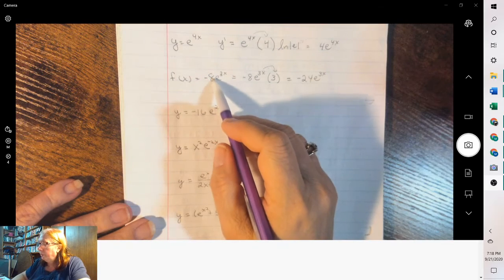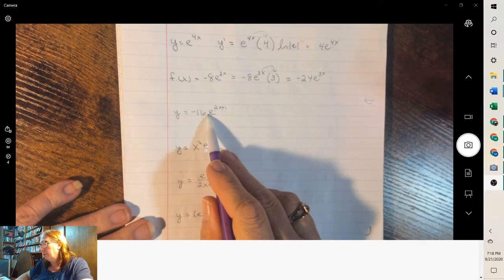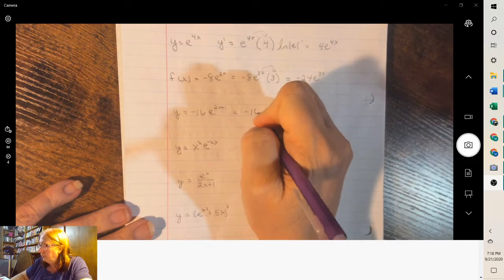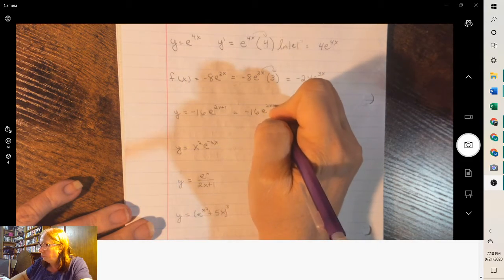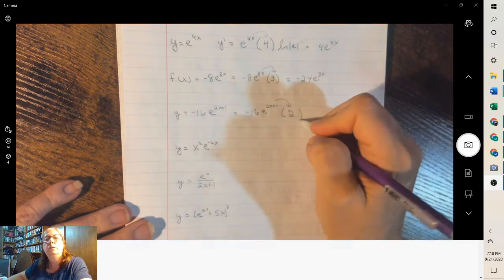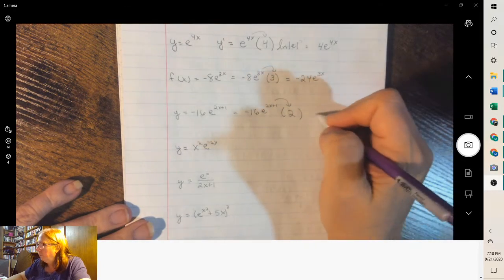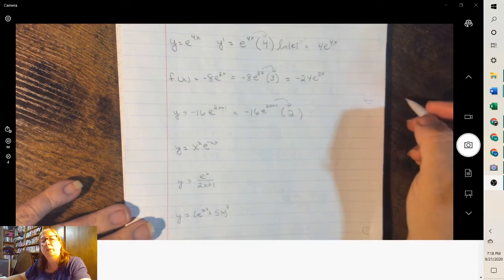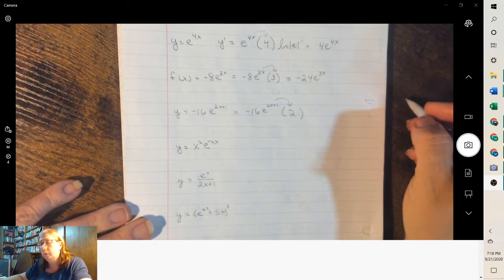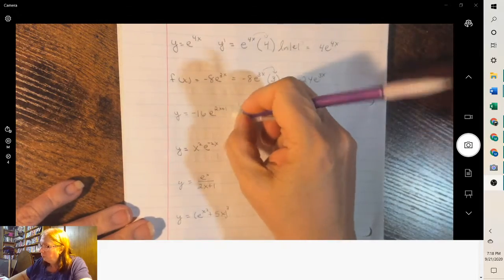There was no variable here, so we didn't have to use the product rule. When it's only a constant, you keep carrying it along. Same thing here, there's no variable. So it's negative 16e to the 2x plus 1 times the derivative of the exponent, which is 2, and then natural log of e. But that is just 1, so we don't have to show it. I don't know why I put equals.